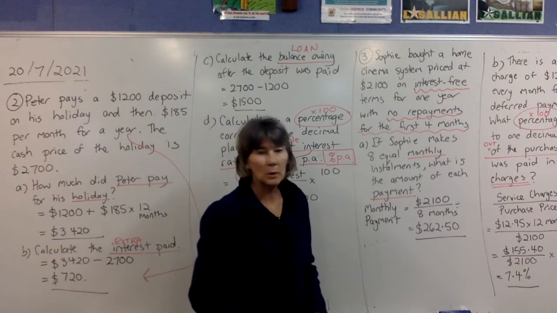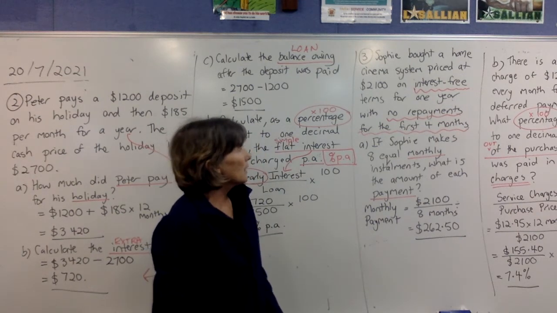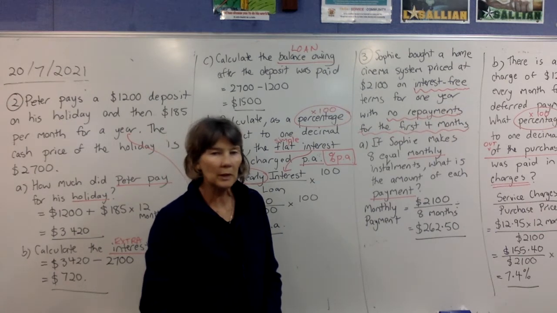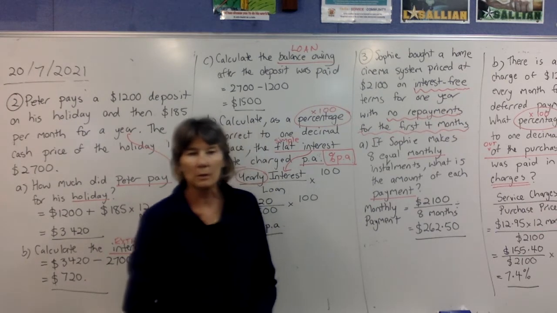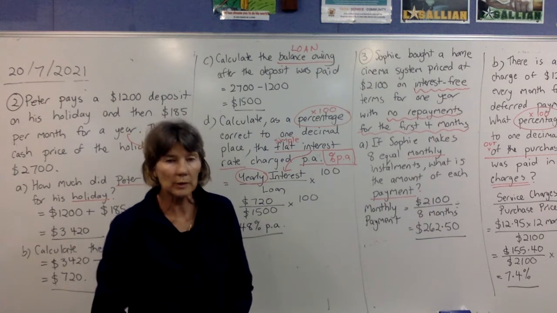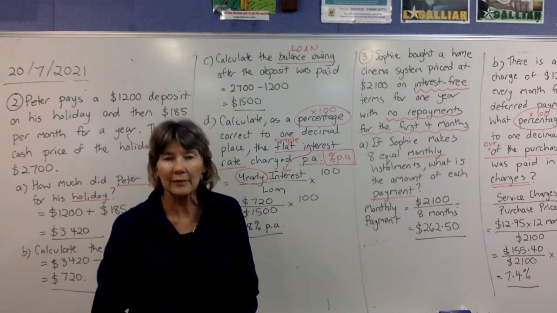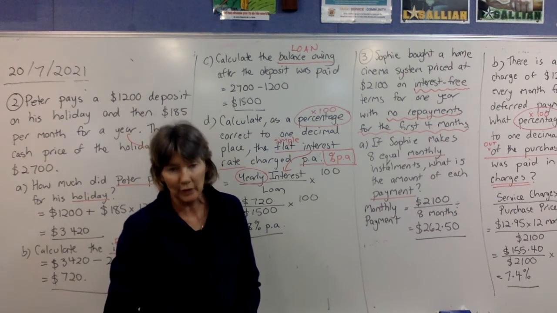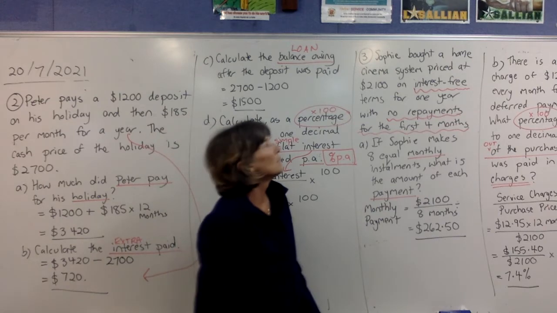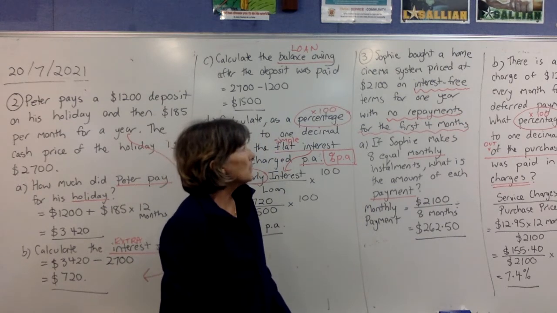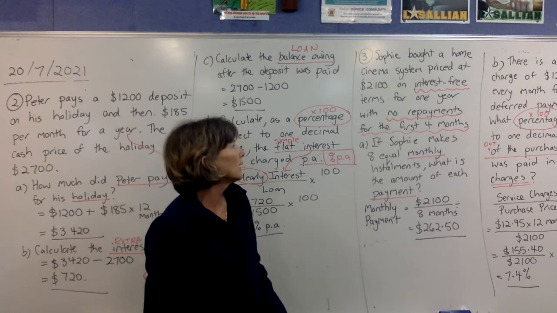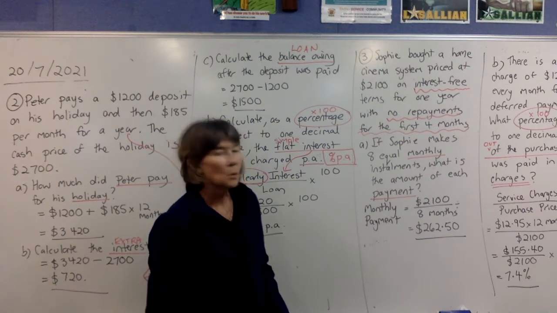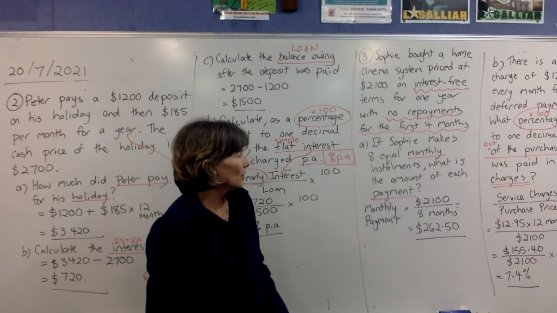All right, our next question. So this is another thing that people can get a little bit caught up in, interest-free terms. When they're trying to get your business, you'll see Harvey Norman and Good Guys and all those companies advertising on TV, and a lot of them will say, and it's interest-free. Nothing is free. So we'll see how this works. Sophie bought a home cinema system priced at $2,100 on interest-free terms for 1 year, with no repayments for the first 4 months.